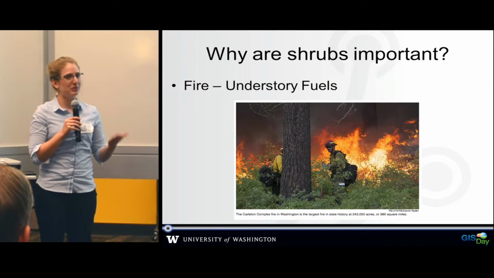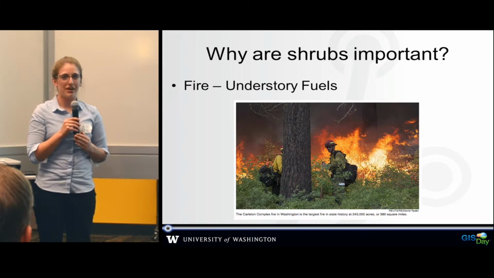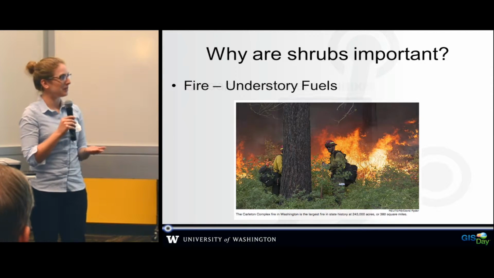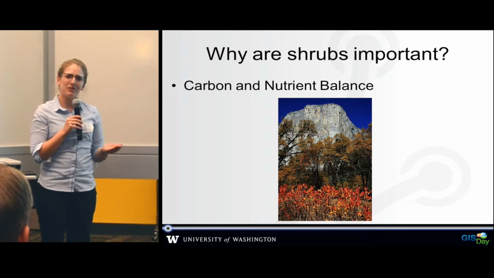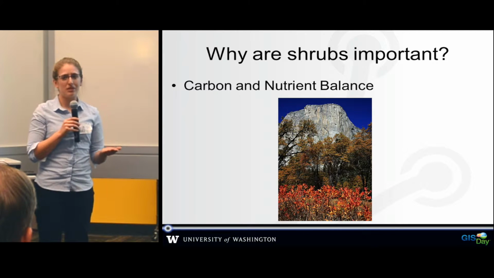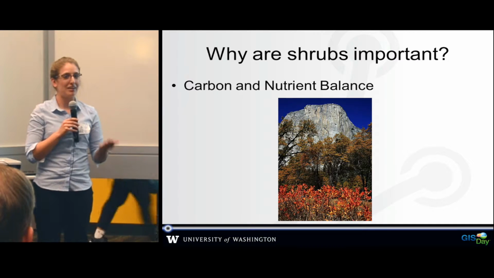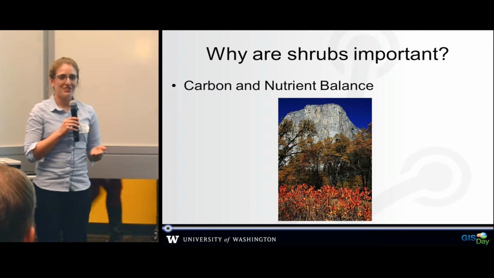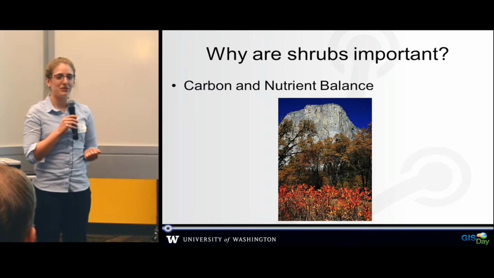And where there's not shrubs, it's really important to know that there isn't that understory component that's going to spread fires. So predicting where shrubs are is really useful. And then also, they're really important for the carbon and nutrient balance of forests. So when shrubs die, just like any other organic matter, they drop down their parts and add to the soil nutrient balance.